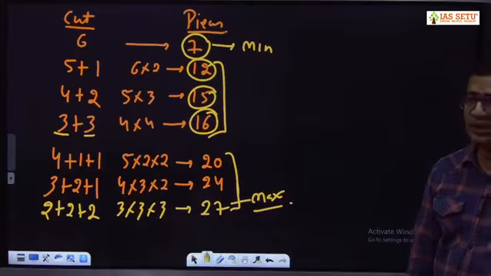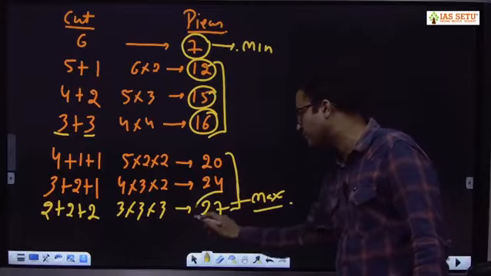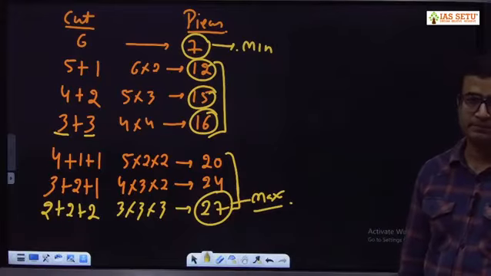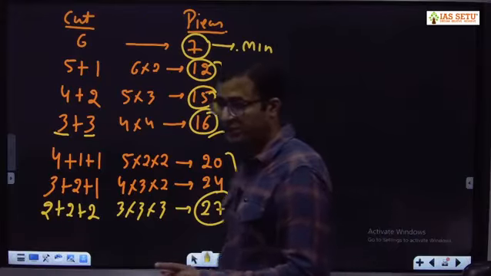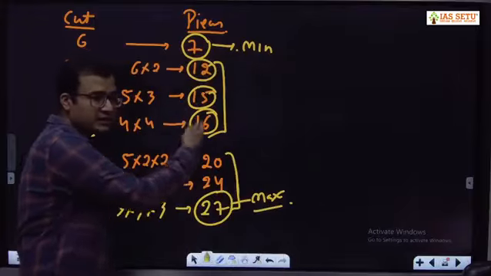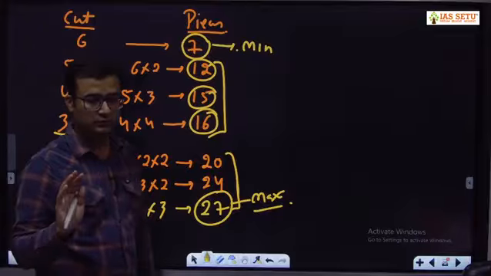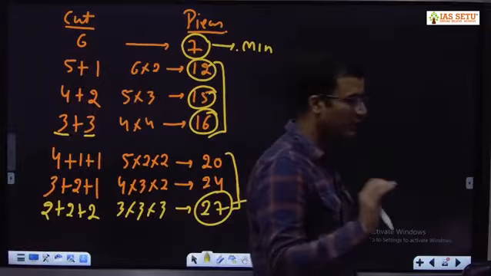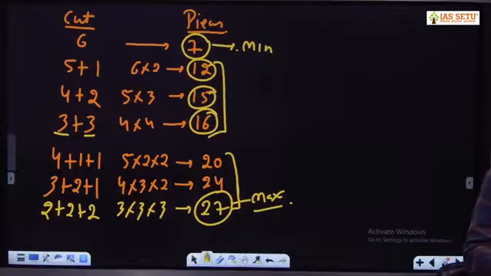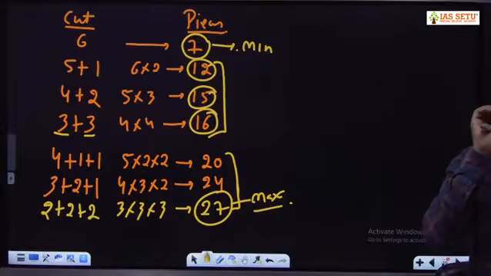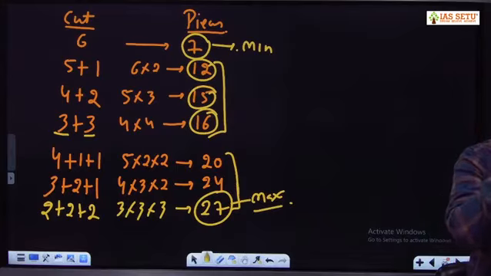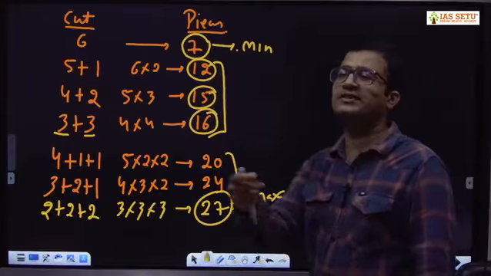So with 6 cuts, minimum pieces 7, maximum pieces 27. First observation: if you increase the axes, the number of pieces increases. Which is not that important an observation. Second observation is important.